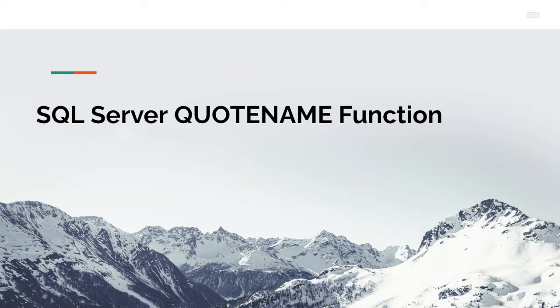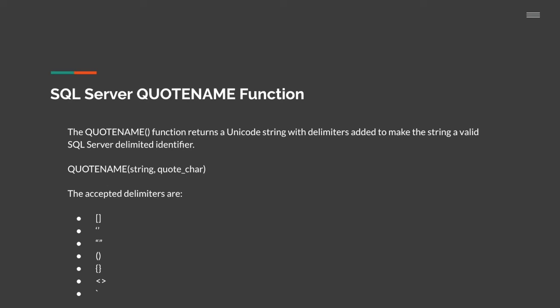Let's take a look at how to use the QUOTENAME function that's available in Microsoft SQL Server. The QUOTENAME function is a function that allows you to provide a string and have the result returned to you with a particular delimiter at the start and the end of that string.